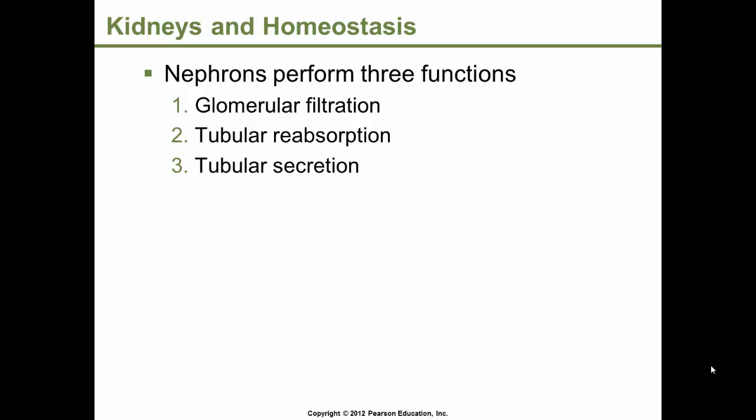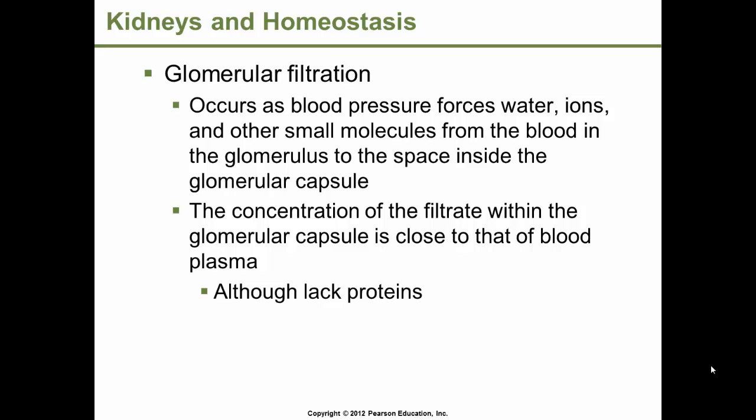Kidneys also remove substances such as drugs that do not naturally occur in the body. Thus, that's why they do urine tests to check for drugs. Glomerular filtration occurs as blood pressure forces water and ions and other small molecules from the blood in the glomerulus to the space inside the glomerular capsule. The concentration of the filtrate within the glomerular capsule is close to that of blood plasma, although it lacks proteins. Plasma proteins are always going to remain within the blood.